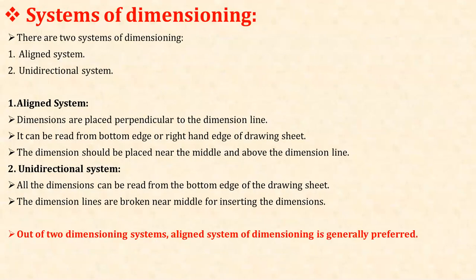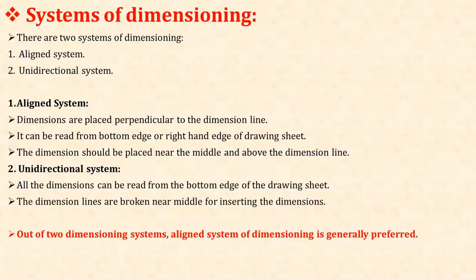systems of dimensioning. As of now, we are only discussing two systems. One is the aligned system and the second is the unidirectional system. If you use one system for a dimension, then you have to use that particular system throughout the dimensioning. In the aligned system, the dimensions are placed perpendicular to the dimension line, and can be read from the bottom edge or the right-hand edge of the drawing sheet.